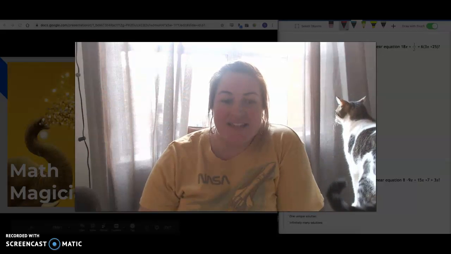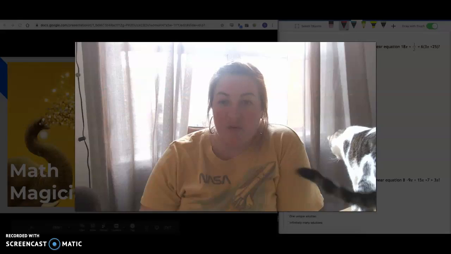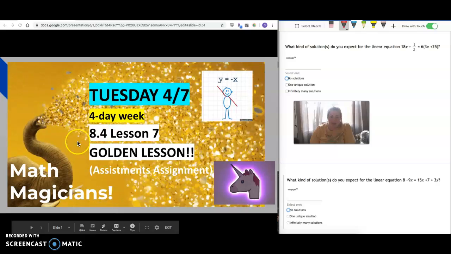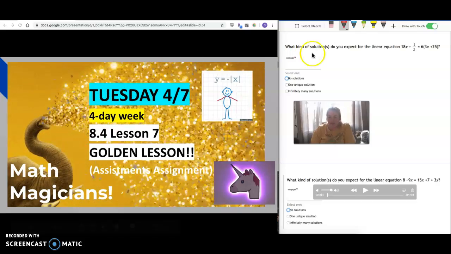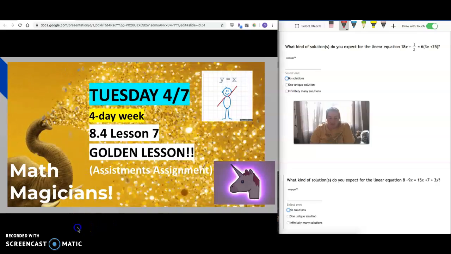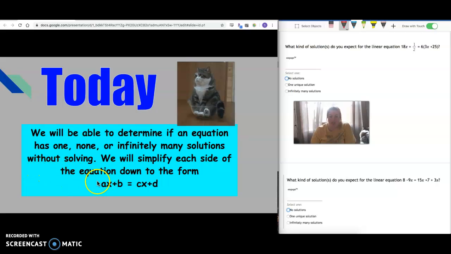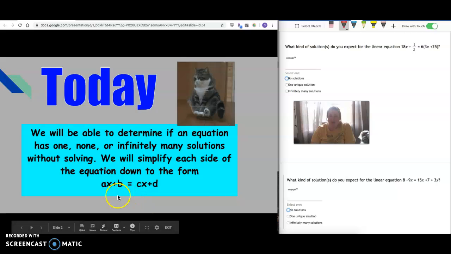Alright, so today's lesson is a build off on what we were doing last week and what we did yesterday. What we are doing today is we are going to determine how many solutions there are without solving. We just have to simplify down to an equation that looks like a coefficient and an x plus a constant, which equals a coefficient and an x plus a constant on the other side. So we're going to simplify our equations all the way down to this form, and then we'll be able to see how many solutions there are.